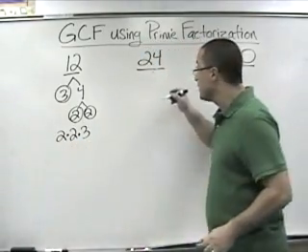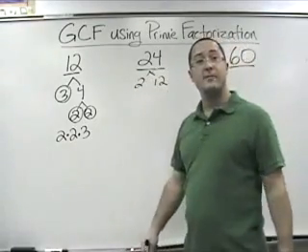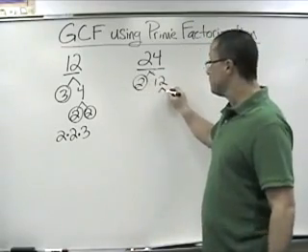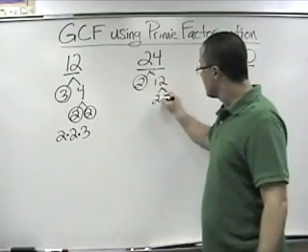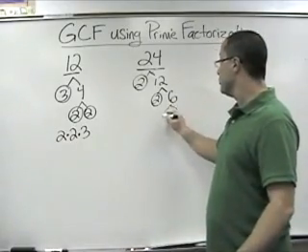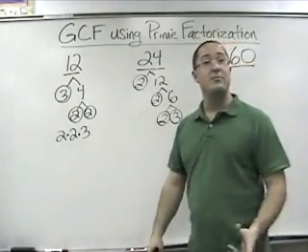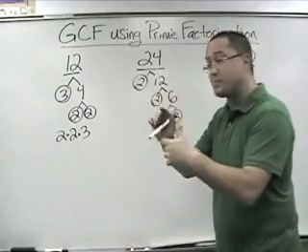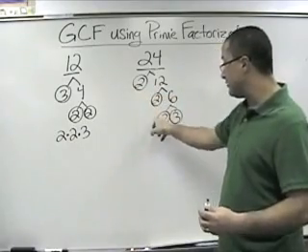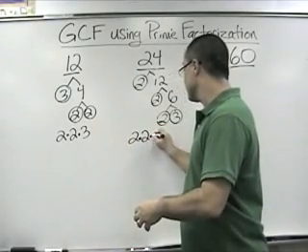Now let's do 24. 24 comes from, let's say, 2 times 12. 2 is a prime number, that's taken care of. What does 12 come from? Well, let's say 2 times 6. 2 is a prime number, that's taken care of. What does 6 come from? 2 times 3. And those are both prime numbers. So once again, without shortening it with exponents, what is the prime factorization for 24? 2 times 2 times 2 times 3. We're going to write that just like that right here.